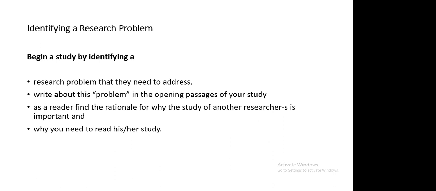If we identify the research problem, how do we have to start? We look for research problems that need to be addressed. Then we must write about this problem in the opening passage of our study. And as a reader, find the rationale for why the study of another researcher or researchers is important for me, and why I need to read his or her study. This is the first step, this identification.